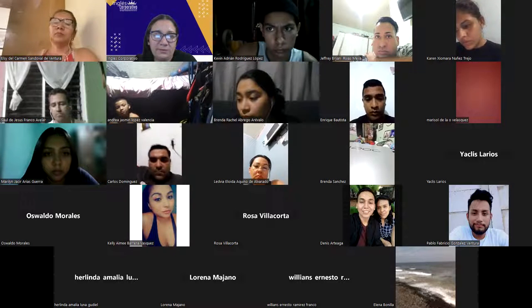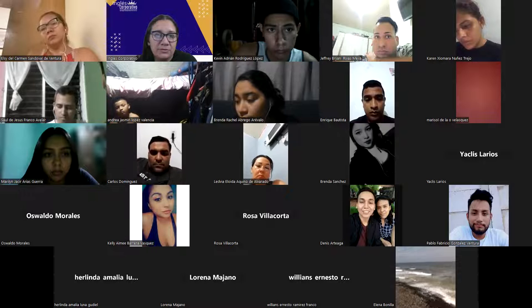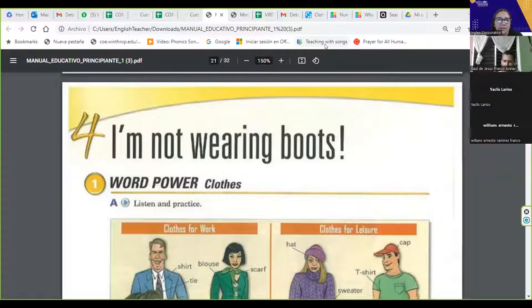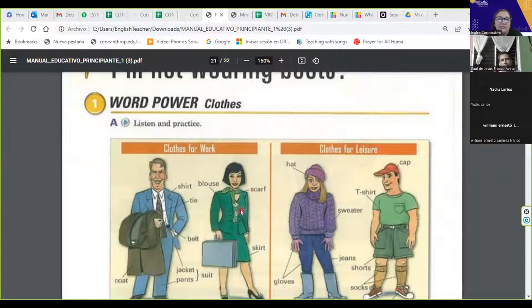Okay, so to practice the vocabulary, se los voy a presentar desde su manual, because I guess it has a better definition from your manual. So I'm gonna show you from here. Okay. And here we go. So the name of the unit is I'm not wearing boots. Here in the vocabulary, we have clothes for work and clothes for leisure.